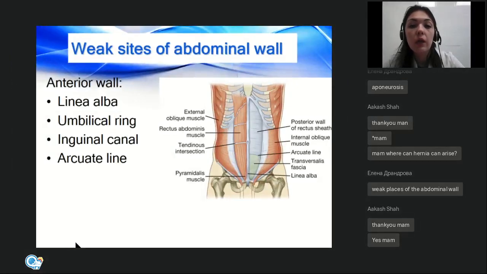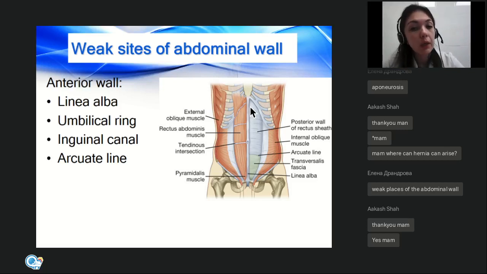Anteriorly, it is linea alba, and what I want to tell you is that linea alba doesn't have vessels, and it is thinner than all the other surrounding parts because there are no muscular fibers. But linea alba has different thickness above and below the umbilicus. Below the umbilicus, it is thick and narrow, and above the umbilicus, it becomes wider and thinner. So especially hernias of linea alba develop above the umbilicus, not below.